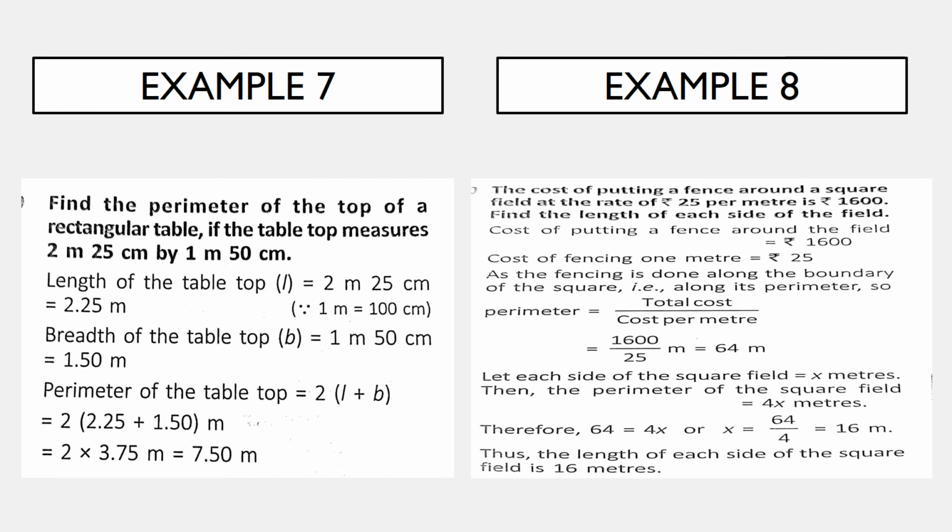Now put the value, 64 is equal to 4 into x. So 4 into x, now 4 will go to the other side, it will come in division. So x will be 64 by 4. So 16 4s are 64. So on dividing, the answer is 16 meter. Thus the length of each side of the square field is 16 meters.